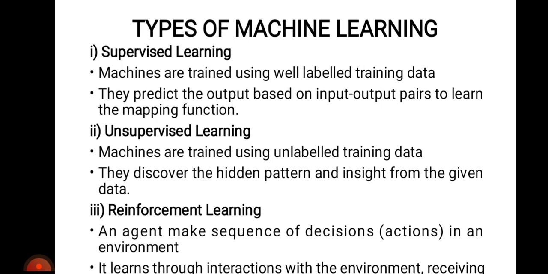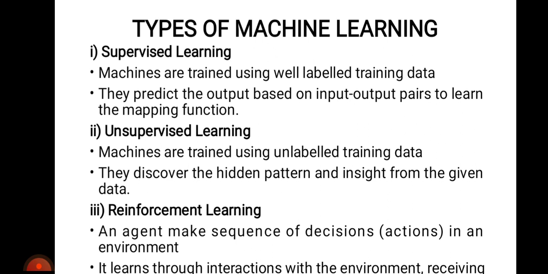These are the types of machine learning: supervised learning, unsupervised learning, and reinforcement learning. In supervised learning, machines are trained using well-labeled training data. Labeling is very important in supervised learning. They predict the output based on input and output pairs to learn the mapping function. It will predict the relation between the input and output pair, and predict the output by means of the previous labeled data. This is called supervised learning.